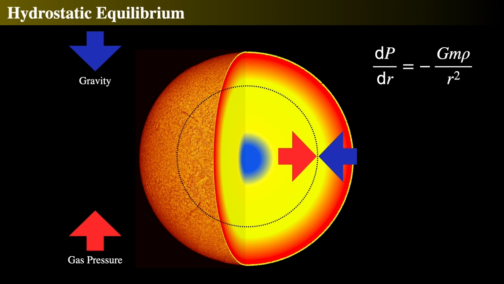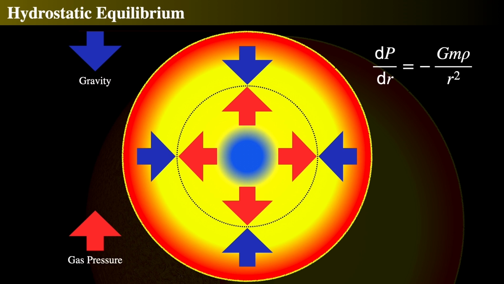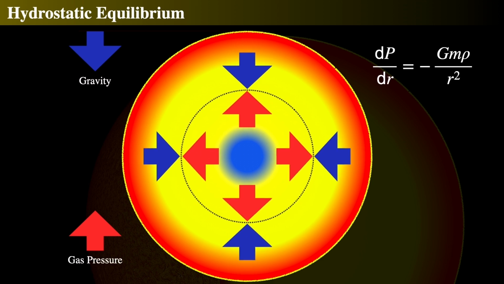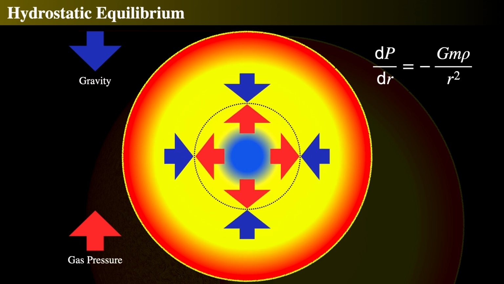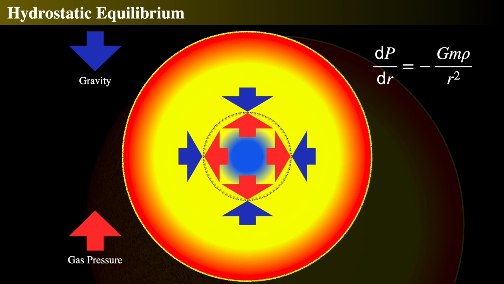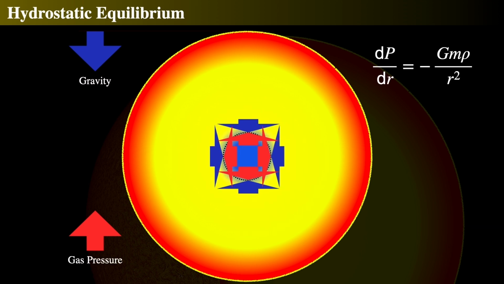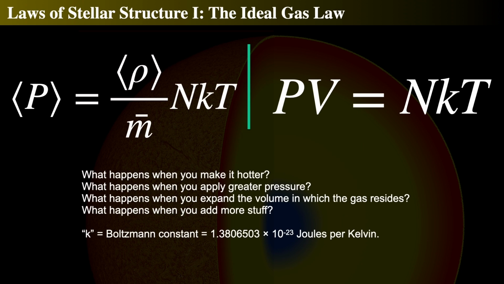We've got the blue arrows representing gravity pulling in and the gas pressure pushing outward. And as you go deeper, the pressure increases as the gravitational force increases too. So the deeper you go, the greater the pressure. So how does the pressure vary inside of there? What is the thing that says what the pressure is?